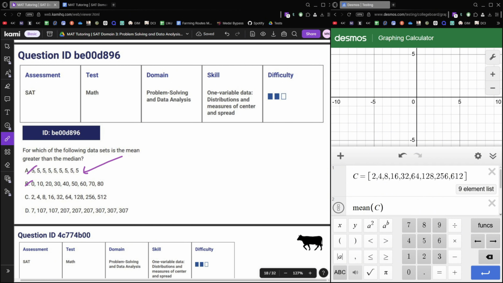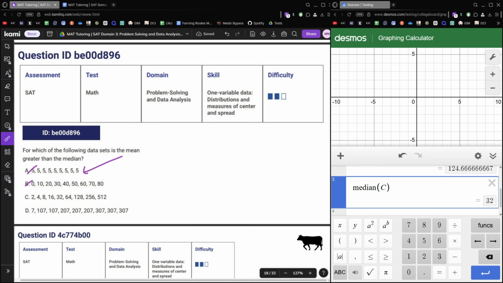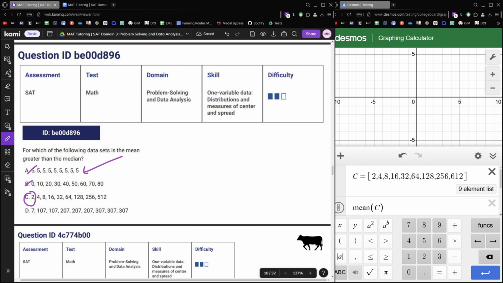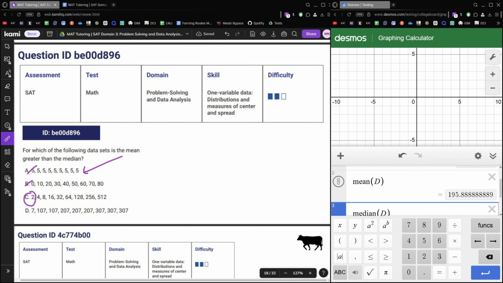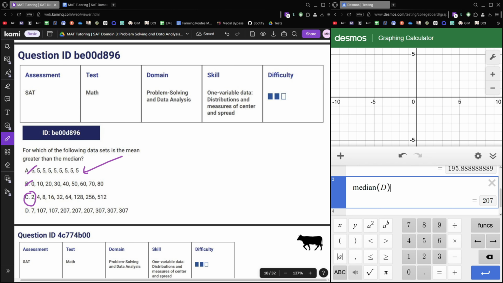Alright, here's answer choice C, the mean and the median. You will notice that the mean is greater than the median this time, so C will be our answer. But for fun, let me also do D. Alright, here's answer choice D. Here's the mean and the median. And this time the mean is less than the median. But of course that's not what we're trying to find. We want the mean to be greater than, so D wouldn't be our answer either. Once again, our answer is C.